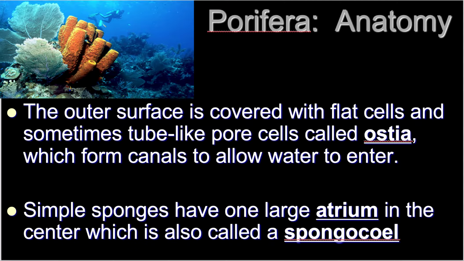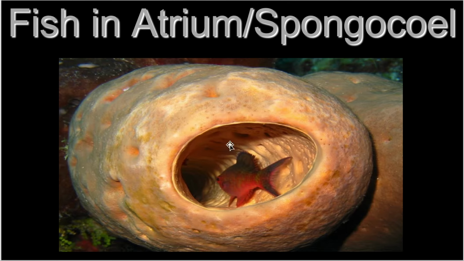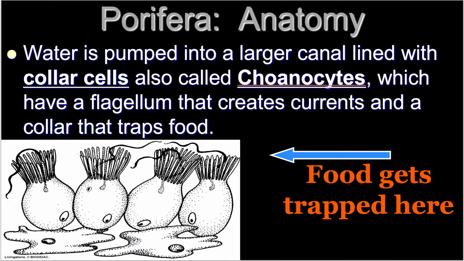A lot of simple sponges will have one large atrium in the center of the sponge, which is called a spongocoel. All right, and here's a picture of that spongocoel, and it normally has a big opening in the top of the sponge. So we are looking straight down into the sponge, and this is a rather large sponge. You can see there's a fish inside of it, but that is the spongocoel, that large atrium in it.